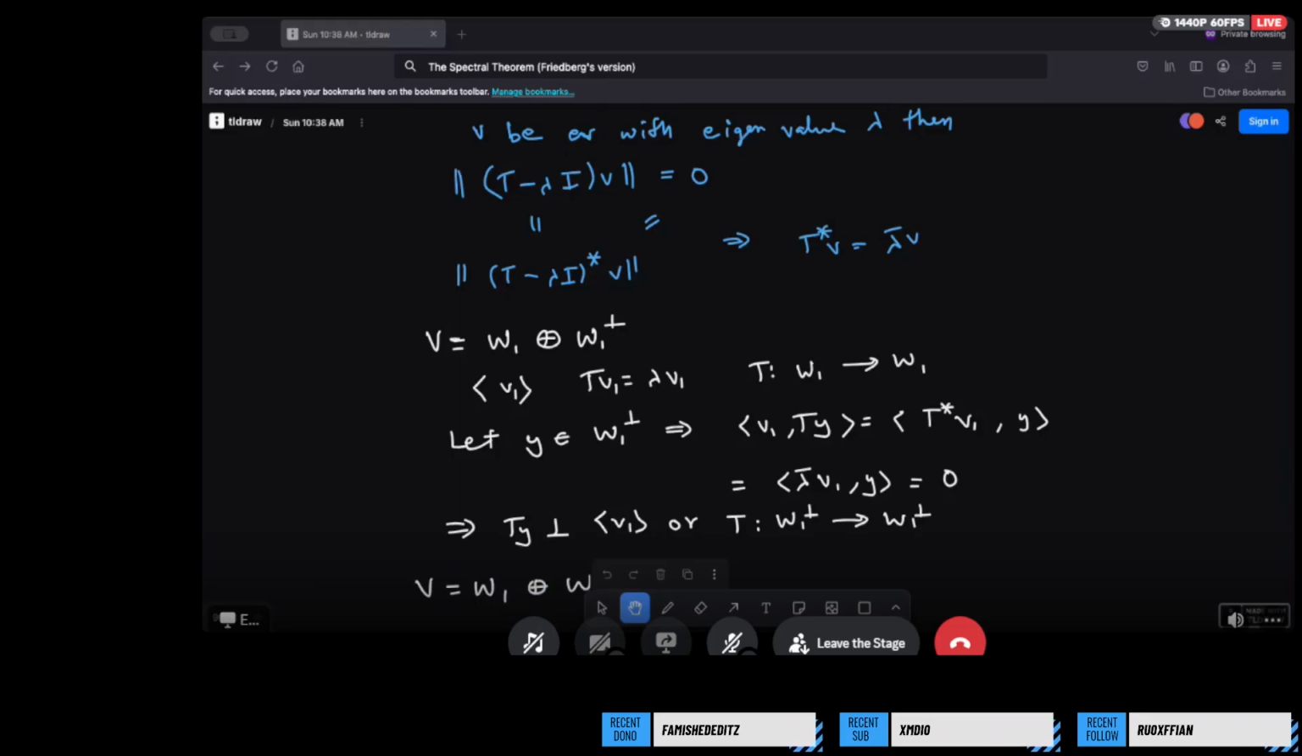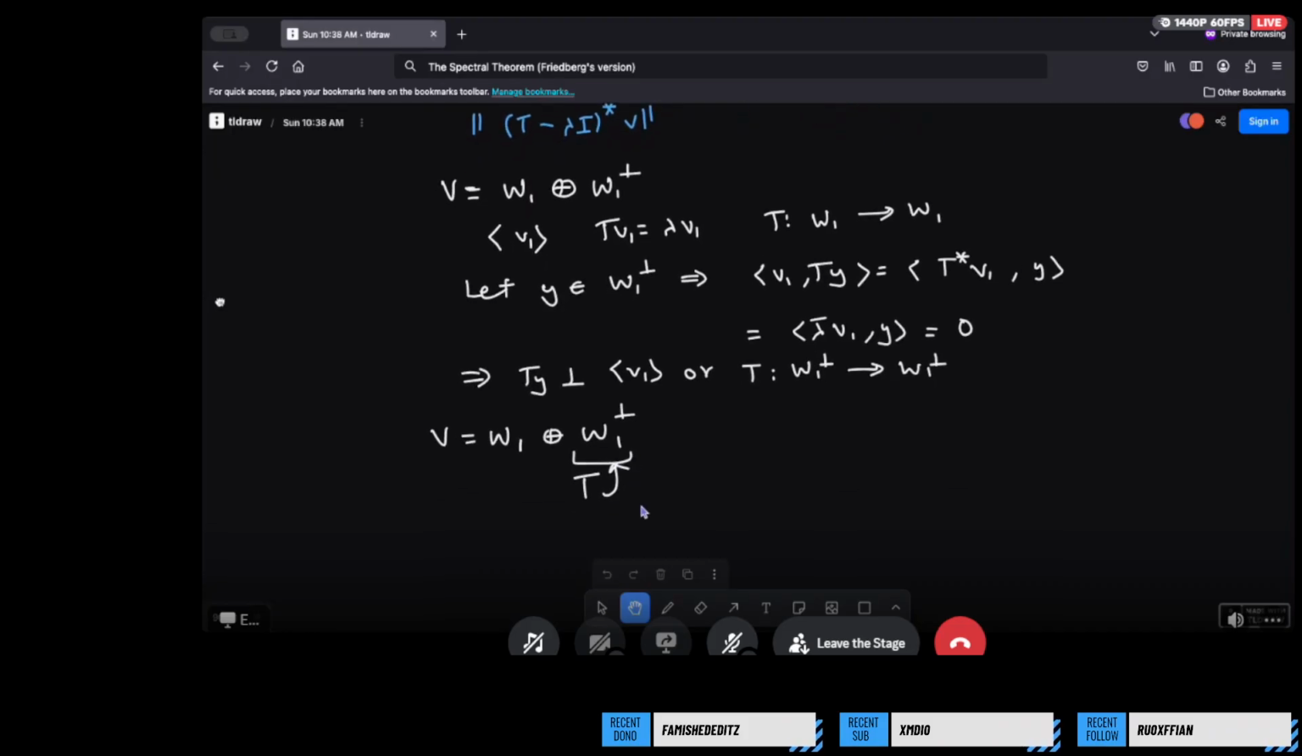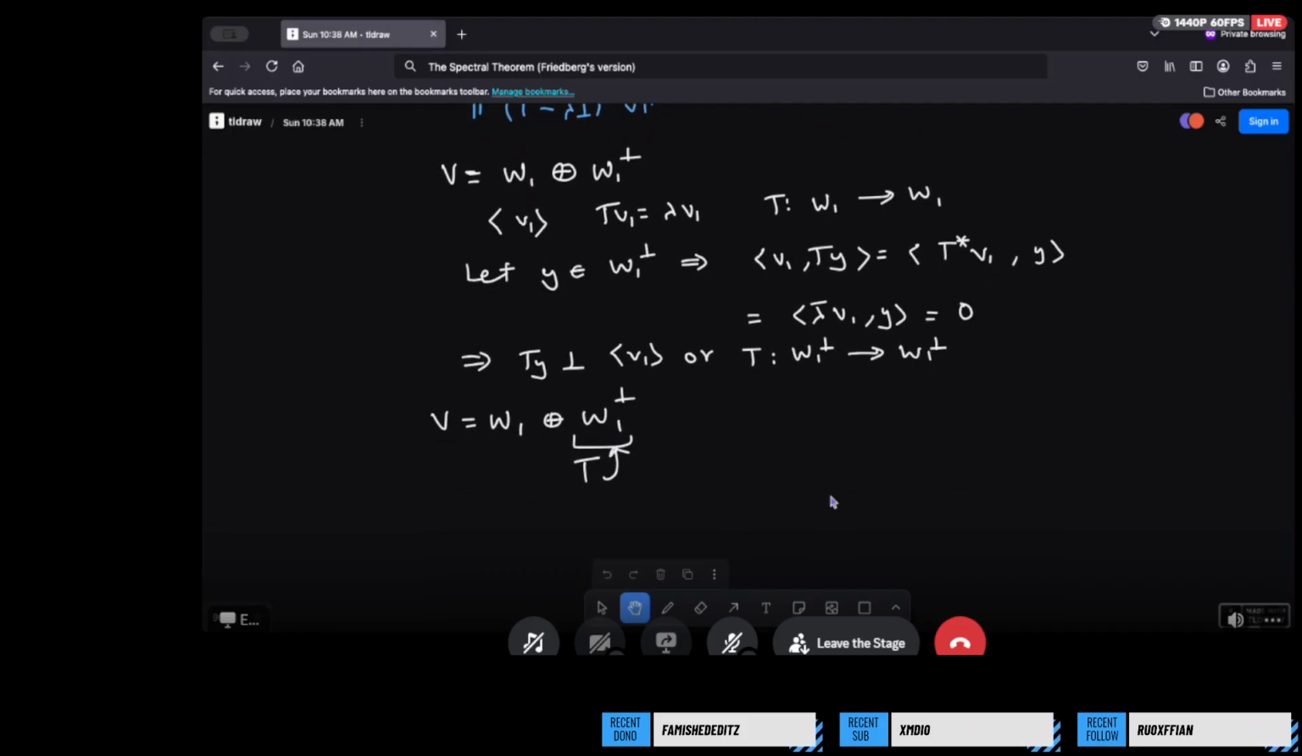direct sum a vector space which is perpendicular to W1, right? And T restricts to this subspace, right? And it also satisfies the exact same polynomial as before, which is T minus lambda 1, so on, T minus lambda n is equal to 0 on this subspace. So with the exact same argument, we can just push out another orthogonal subspace W2 and W2 perp, and then just keep going on until we decompose V into a bunch of orthogonal subspaces, right?